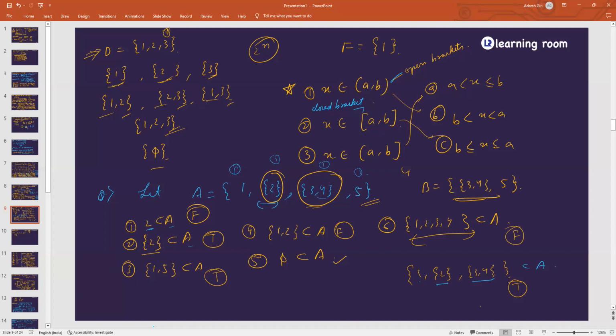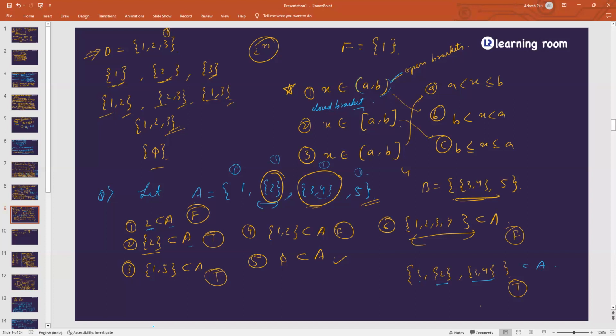Then we learned about open brackets and closed brackets. Do you know about this? No, not exactly. See, if you write something like this, the bracket we use, this is an open bracket. Open bracket means we don't have to consider that point. That's what we were doing today.